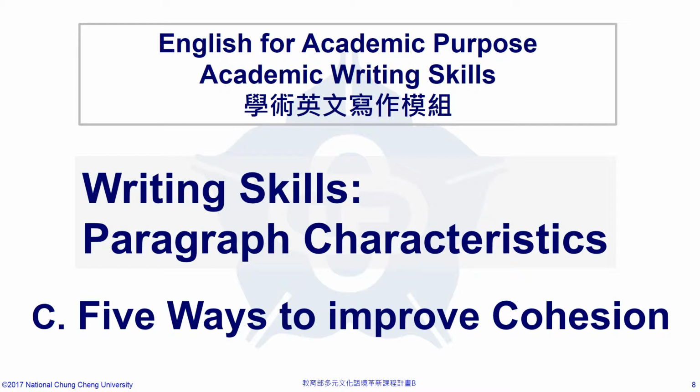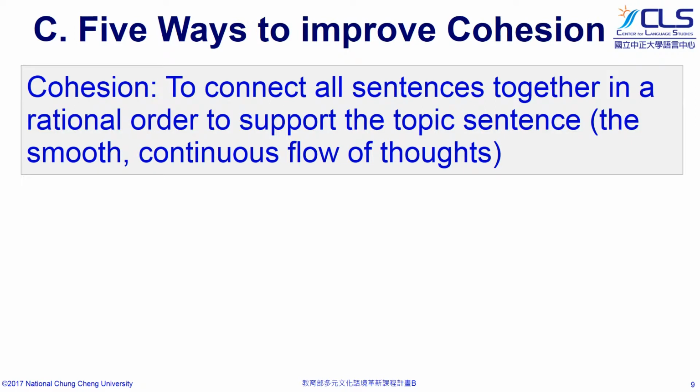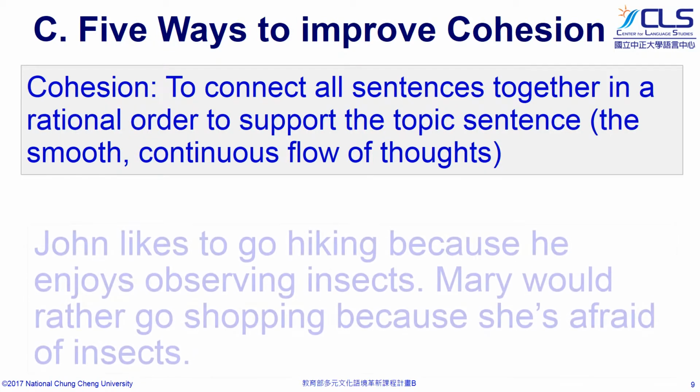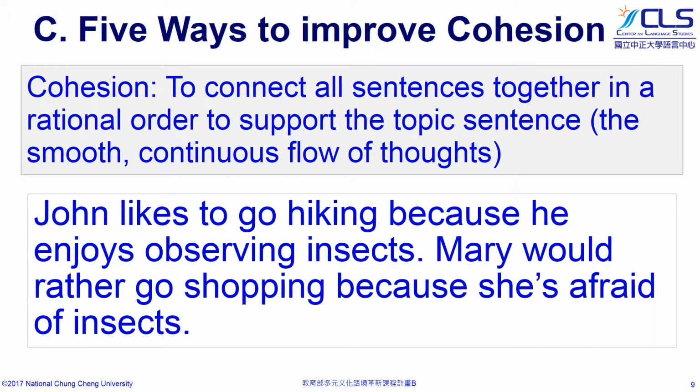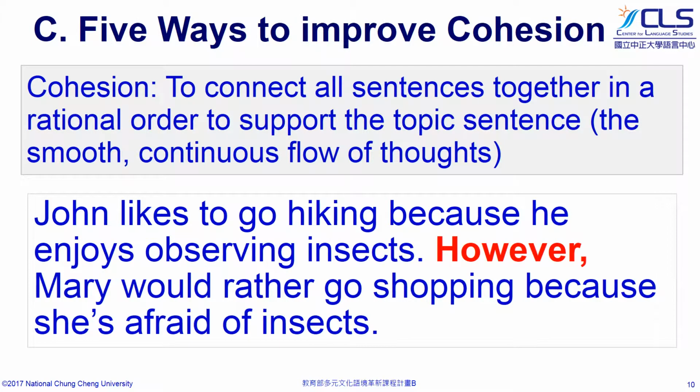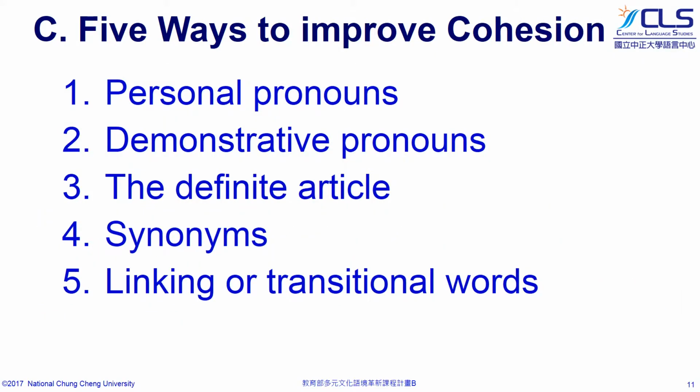Next, let's move on to learn the 5 ways to improve cohesion. As what we've learned before, cohesion means to connect all sentences together in a rational order to support the topic sentence and to ensure the smooth, continuous flow of thought. For example, the 2 sentences are both correct. However, we can use the transition word however to clearly show the contrast between John and Mary, whether they like insects. So in this part, we'll be looking at these 5 ways we can use to improve cohesion.